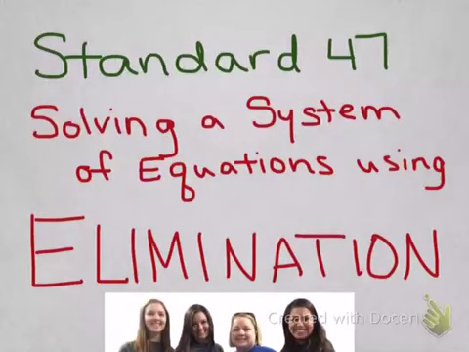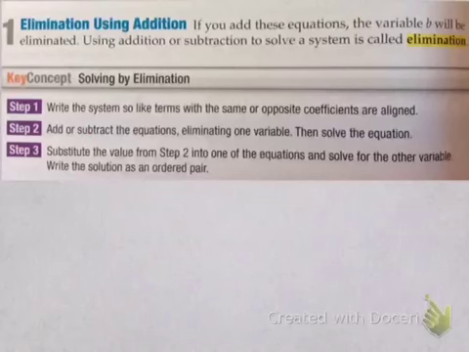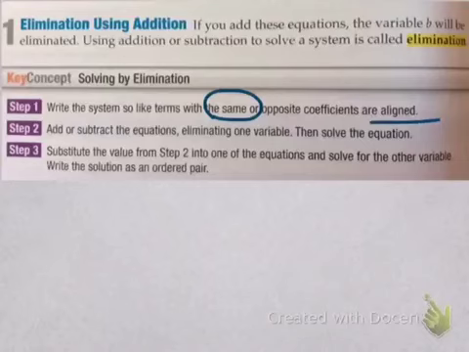Our objective today is solving a system of equations using elimination. This is the third method that we are learning. We're going to use addition to solve the system today. What you need to do is write the system so that the same variables are aligned. And the problems we're going to do today, the variables will be aligned. Next week we will do some harder ones where you will have to manipulate the equation before you begin.